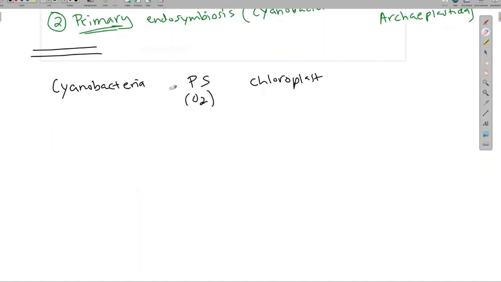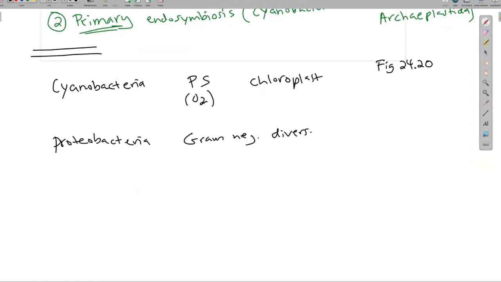The table where you want to get this from is, here we go, okay, figure 20.20. You do not need all the details. You probably want to go look at the old exam to see the kinds of things I asked about the groups. But it's got the proteobacteria. You don't need to know the specific groups except for the alpha proteobacterium, which is the one that ended up in the mitochondria. Lots of proteobacteria, they're all gram-negative, highly diverse. So they have the one that ended up as mitochondrion.